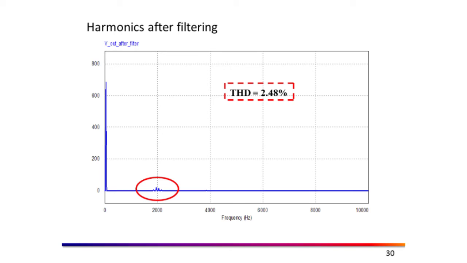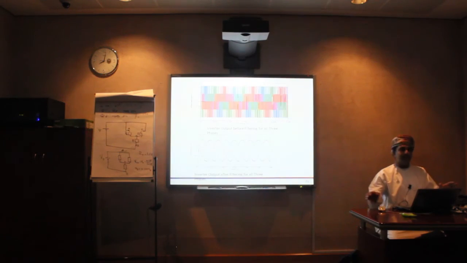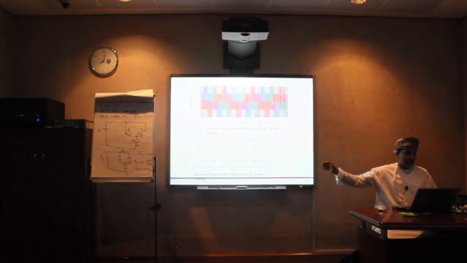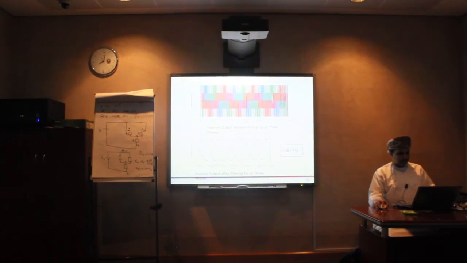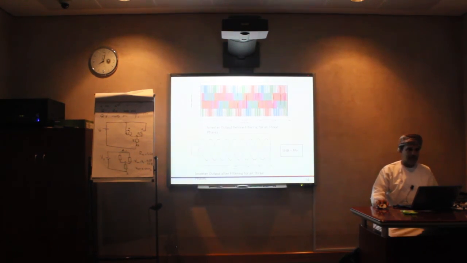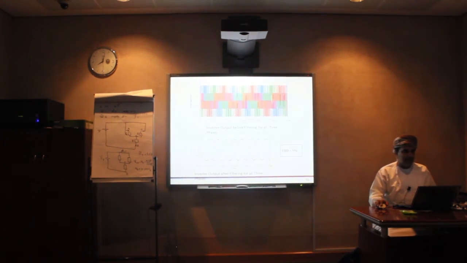This is the 3 phase output. The whole 3 phase. You can see this is phase A and phase B and phase C before the filter, and this is after the filter, as I showed you in the video, or in the simulation. So THD is less than the IEEE standard, which is less than 5% for low voltage values.